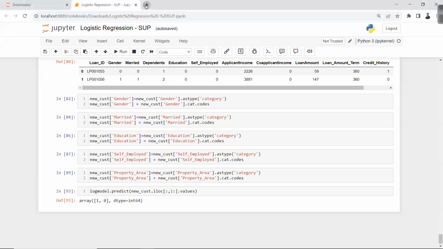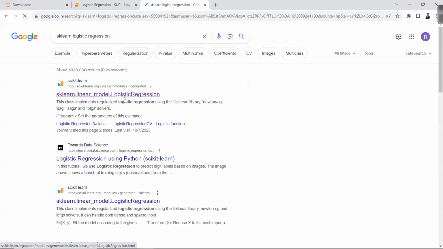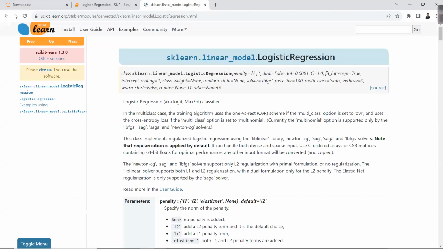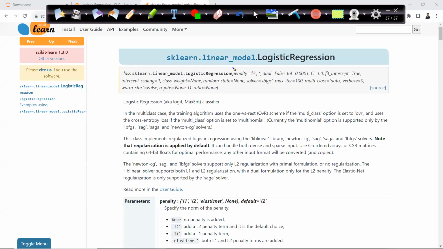So let me go ahead and open the scikit-learn page. And here you can see that there is a concept called penalty. Here you can see. There are three types of penalties. One is your L1, L2, and third is your elastic net. Now, L1 regularization is basically used for making the output more.